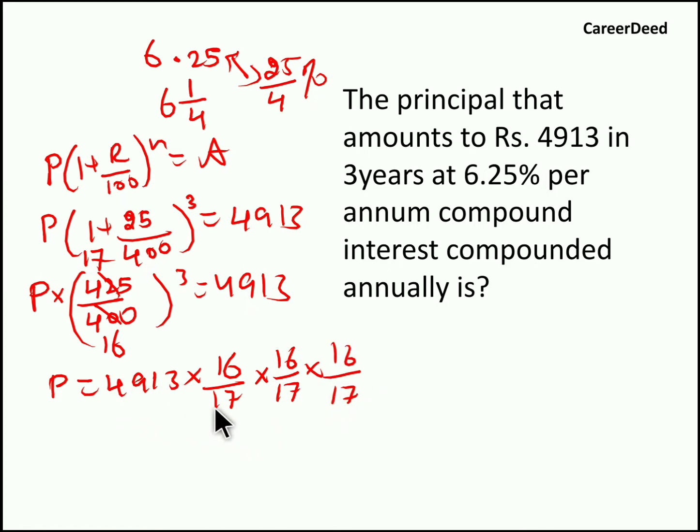See, for this, keeping the values from 1 cube to 20 cube is mandatory. So 17 cube is 4913. So what is 16 cube? 16 into 16 into 16, we get 4096.